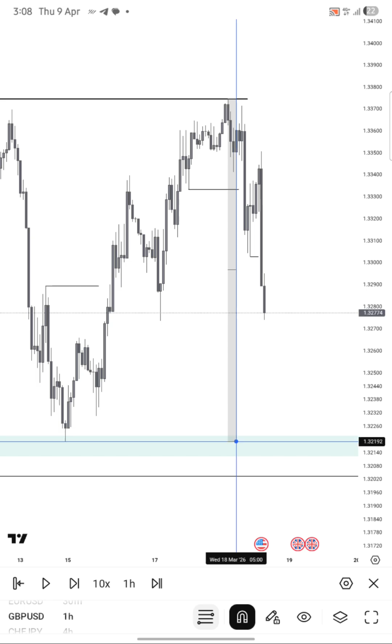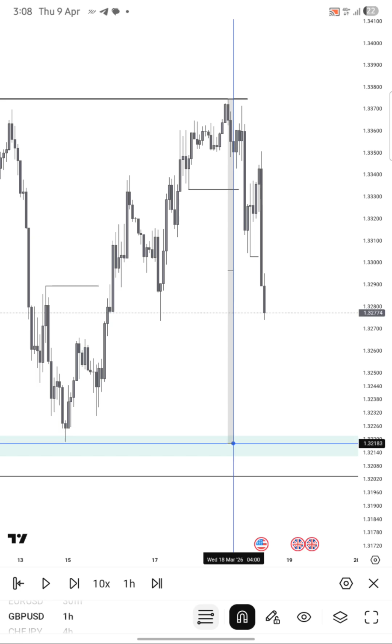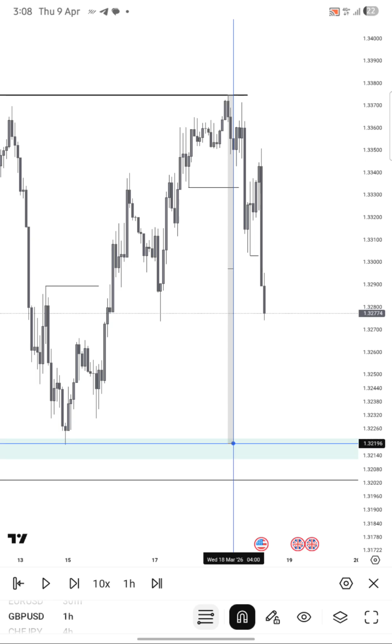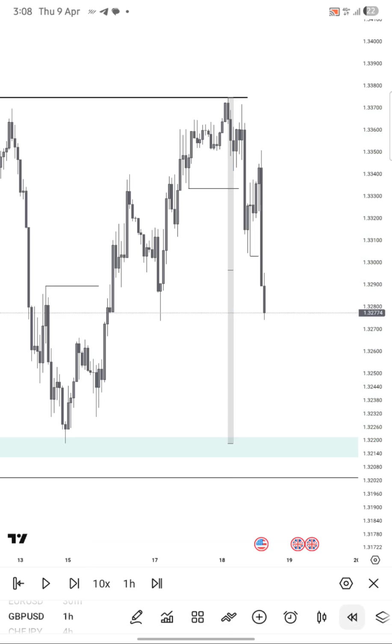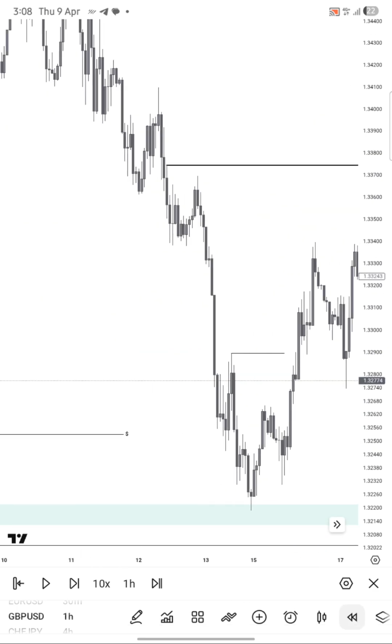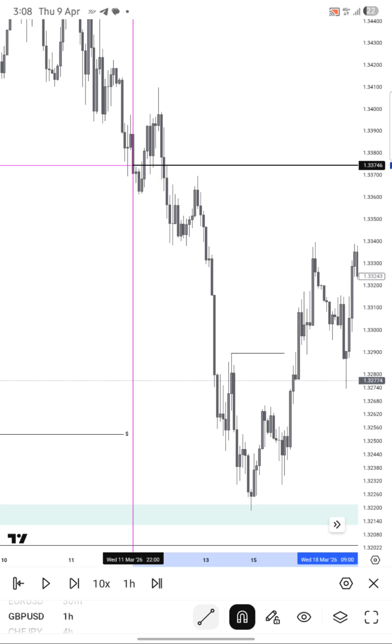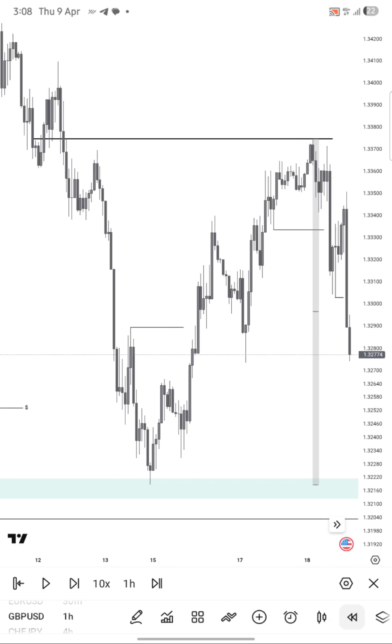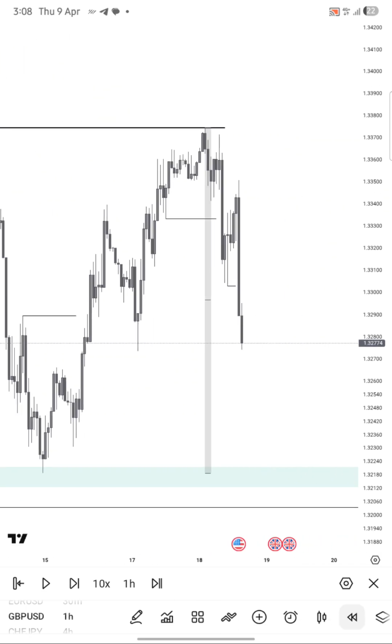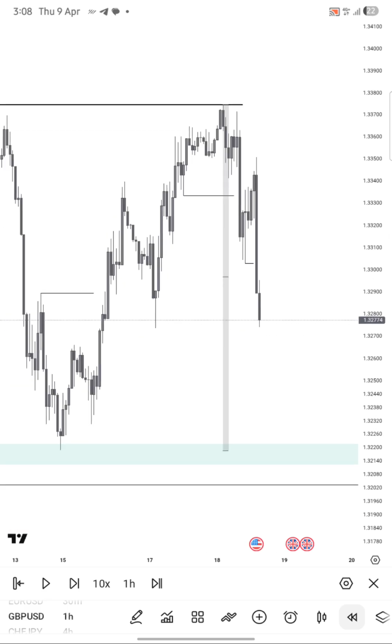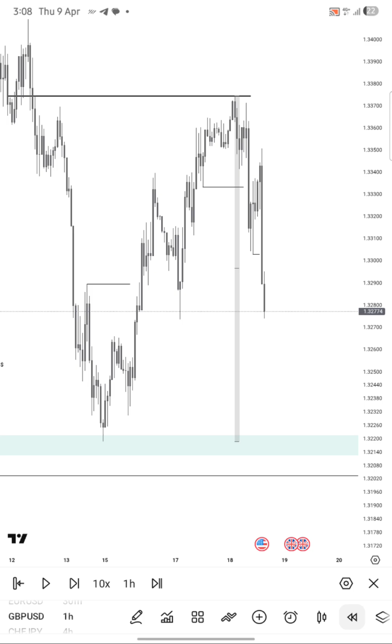Since it has taken out a liquidity, it must take out liquidity and reverse from a key level or area of interest. In this case, what we found right here is the price used this inverted fair value gap as an area of interest to reverse. If we go to the lower time frames, we could get good key levels around here for us to sniper this level.